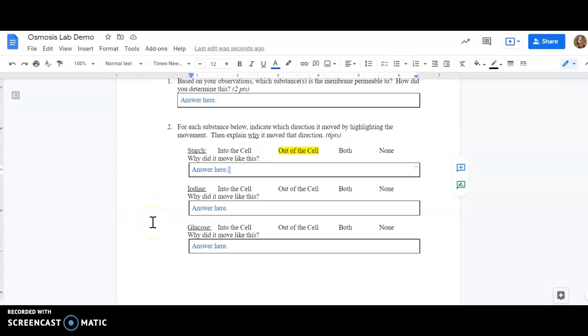And that is how you will complete this lab demo. We're calling it a demo because you're not actually doing the lab yourself, but you are going through the same information that you would if we were able to do this in live class together.